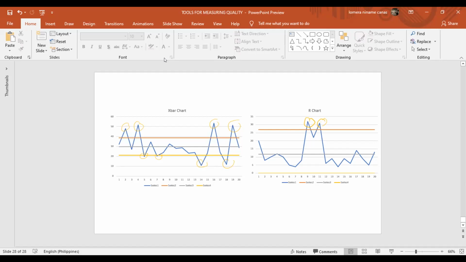Okay, so note that when a process is in control, that means the process is stable and predictable. A process being stable does not mean it is a zero defect process. So even if the points are within the limits, take note that these are the special causes. And if you've noticed, there are variations on the points. These are the common causes.